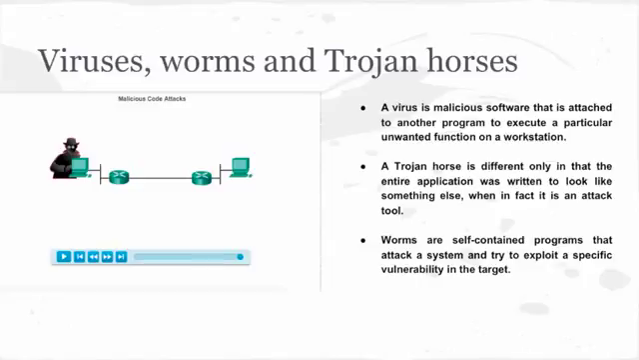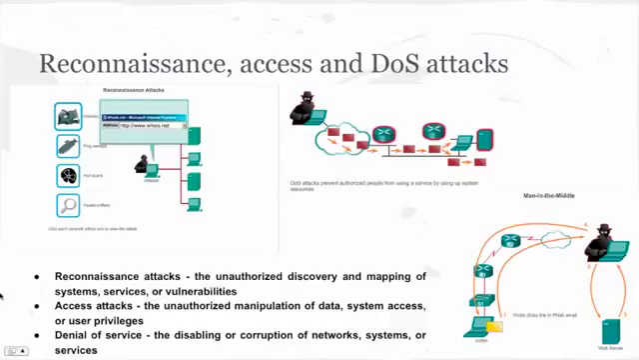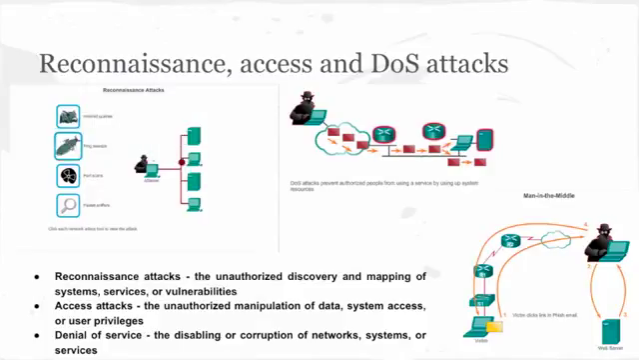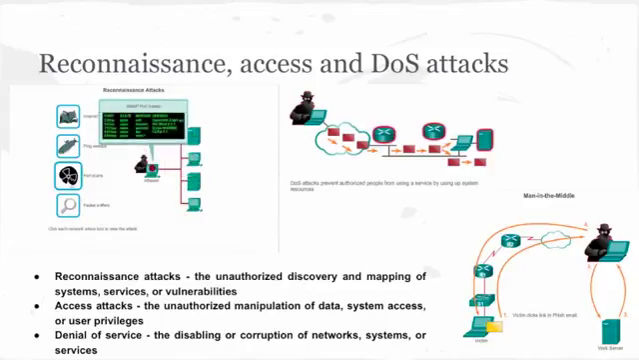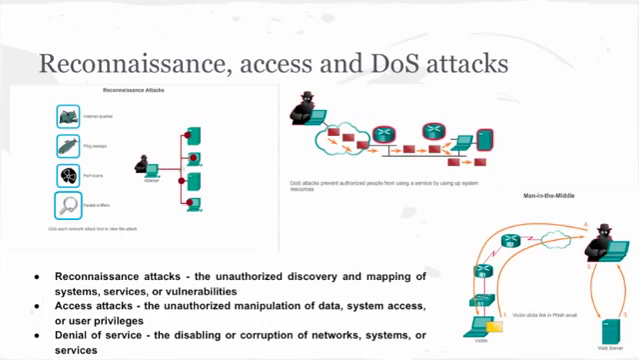Worms are self-contained programs that attack a system and try to exploit a specific vulnerability in the target. The anatomy of a worm attack is as follows: the enabling vulnerability, propagation mechanism, and payload. Network attacks can be classified into 3 major categories: reconnaissance attacks, the unauthorized discovery and mapping of system services or vulnerabilities like we can see in the video; access attacks, the unauthorized manipulation of data, system access, or user privileges; and denial of service, the disabling or corruption of network systems or services.